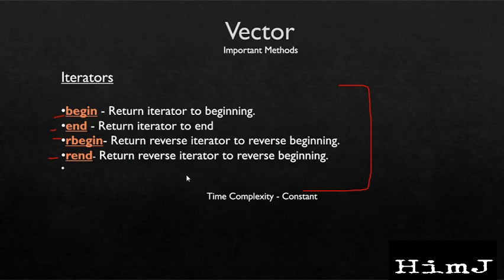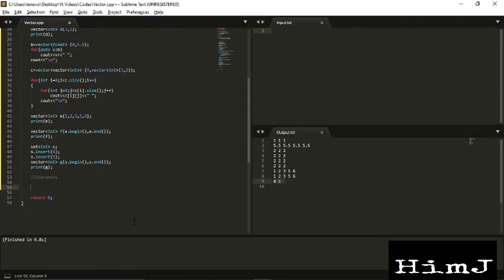So let's see this in code. Let's check the beginning value. Remember, the iterator is basically a pointer, so we have to dereference it first, and insert a new line. See, we got the first element.